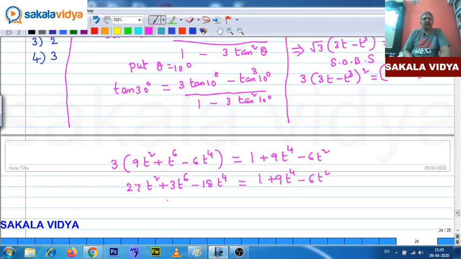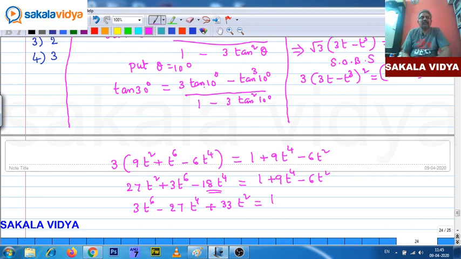Let us take terms to this side now. 3t power 6 minus 18t power 4 minus 9t power 4, we can write minus 27t power 4. So minus... sorry, plus 27t square plus 6t square, 33t square equal to 1 we have.